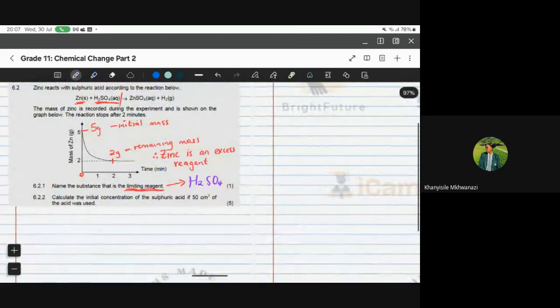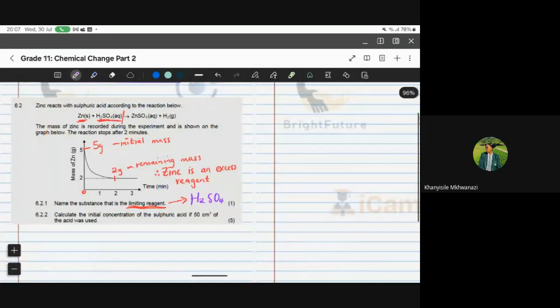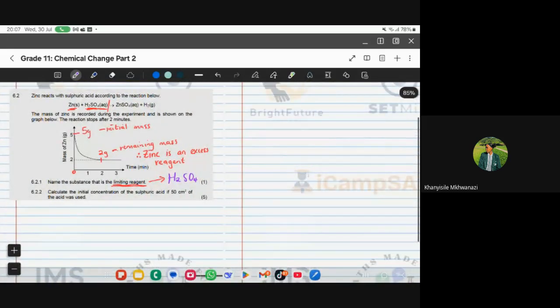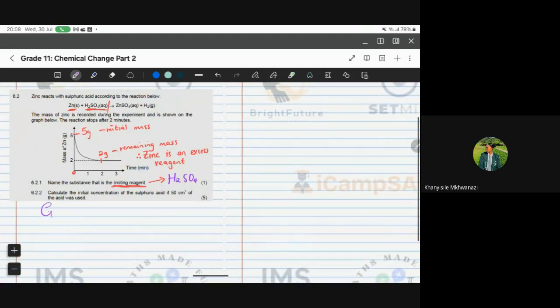Okay, we have that. Now, let's do 6.2.2 before we end the session. So this question is saying, what was the initial concentration of the sulfuric acid if 50 cubic centimeters of the acid was used? There's only one acid here. In the reactants, it's sulfuric acid. So it means we were dissolving this zinc in 50 cubic centimeters of sulfuric acid, right? Given.